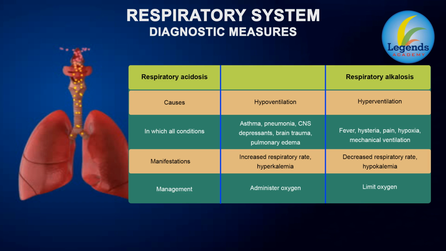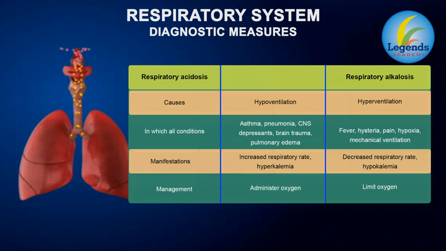Respiratory alkalosis means you breathe too fast or too deep and the CO2 level drops too low. Hyperventilation causes it, in which conditions like fever, hysteria, pain, hypoxia, and mechanical ventilation, you can see respiratory alkalosis. In manifestations, decreased respiratory rate and hypokalemia. Management for respiratory acidosis is you have to administer oxygen to the patient. Management for respiratory alkalosis, you have to limit the oxygen.